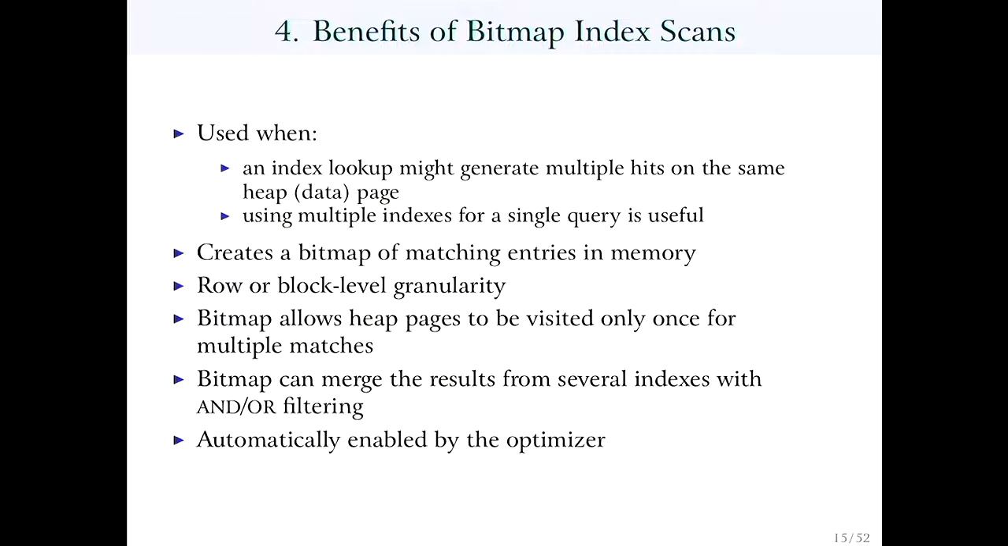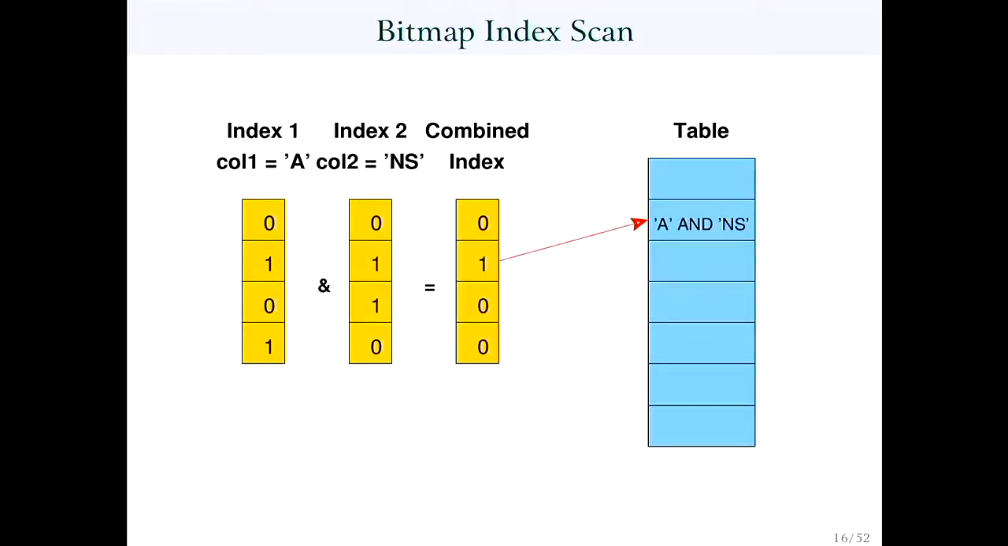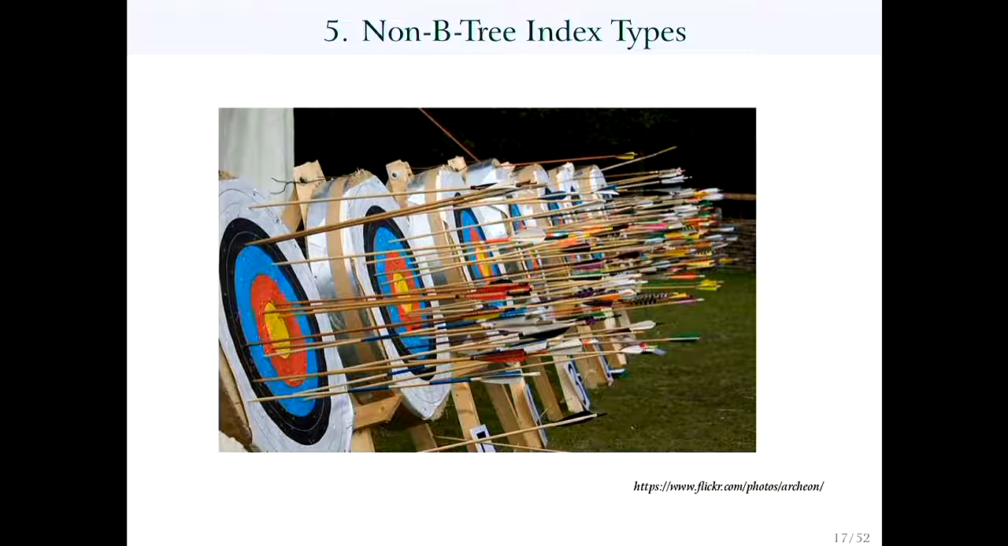It creates a bitmap in memory. It basically does either row or block level granularity, and then we can visit the rows once just using our bitmap. And what's really great is you can take different bitmap scans, join them together using multiple indexes, and get this mega index, which is a combination of a bunch of different indexes. Again, this happens automatically. It's not something you're going to do, but be aware when you see a bitmap index scan, that is what it is doing. Now, that is the easy part, okay?